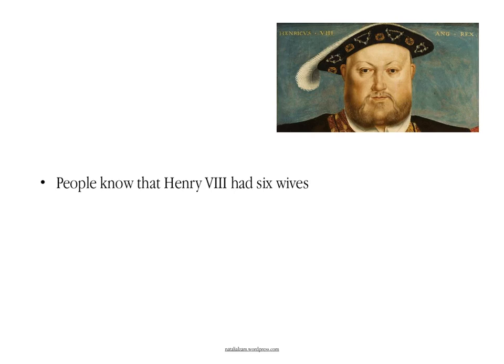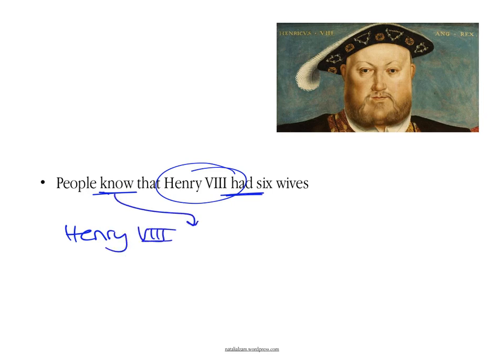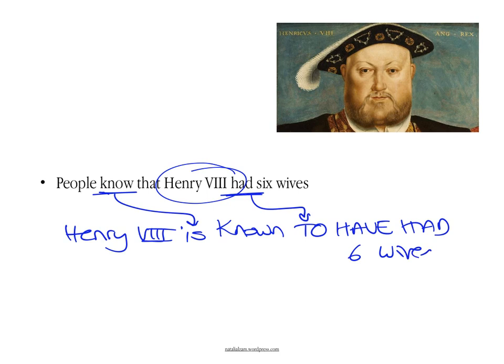A very similar thing happens here. People know now that Henry VIII had 6 wives. So, this is the important thing, what's going to get people's attention. Henry VIII is known. And now, this verb, because it's in the past, and this happened before the main verb, in the perfect infinitive. To have had 6 wives.